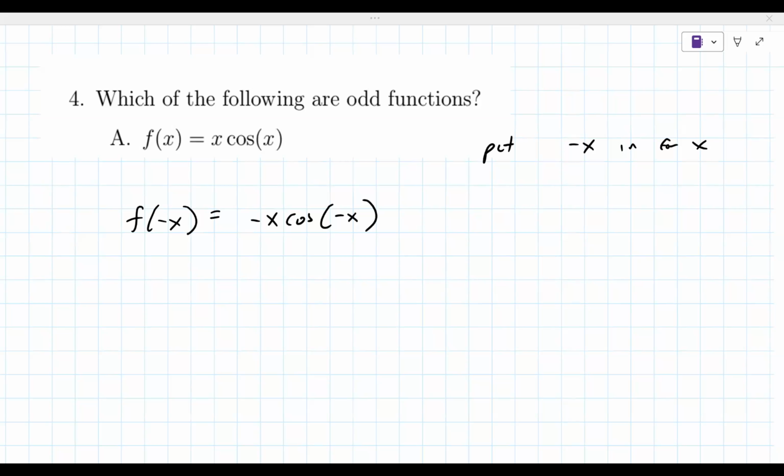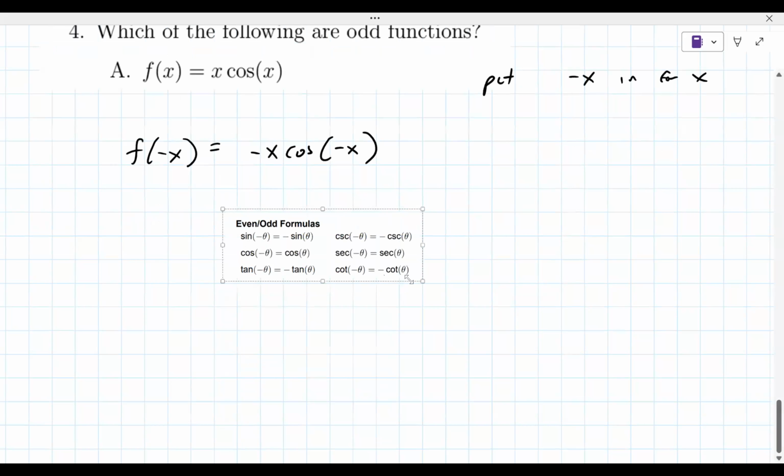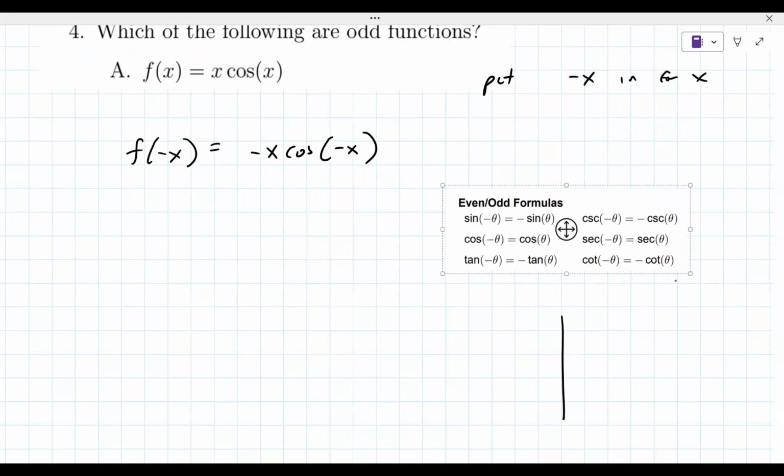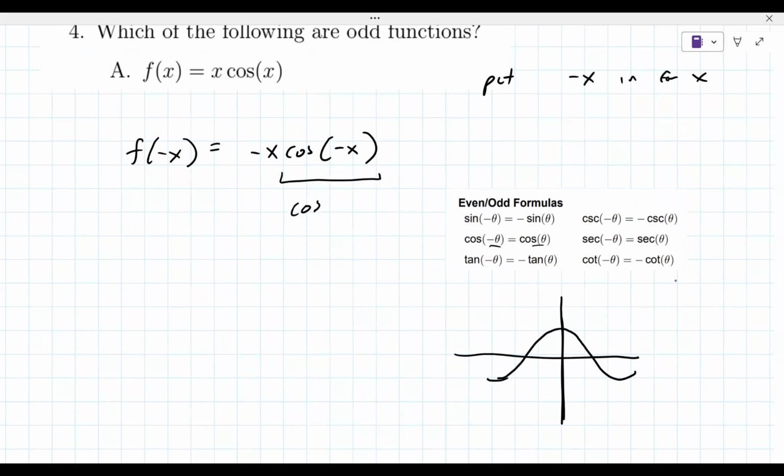In that reference sheet I sent you, there's a bunch of these even odd formulas. You might have already recognized that cosine, for example, is even because it's symmetric over the y-axis. Not drawn great. So cosine of minus x equals cosine of x. So this part right here becomes cosine of x.